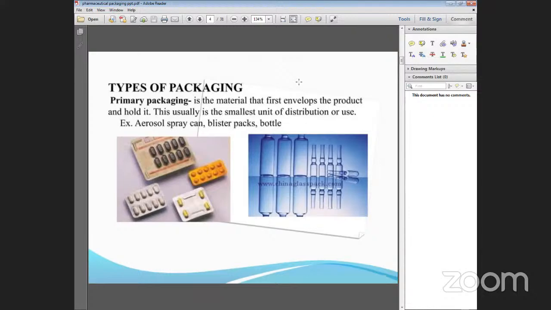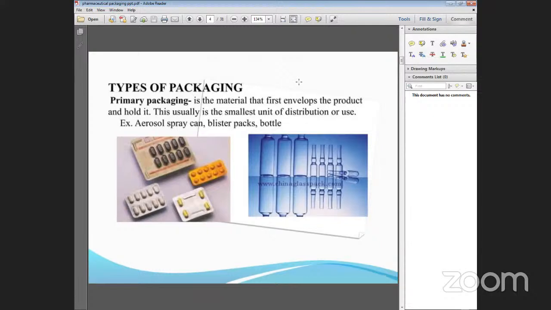Now there is a question, what is a primary container? Primary container means the container in which you are first keeping the syrup. That means the syrup is in direct contact with the container. Maybe it is fiber, maybe it is glass, anything.